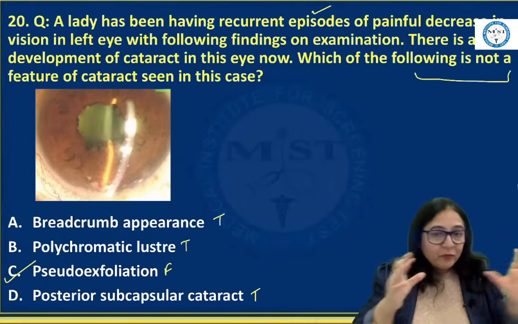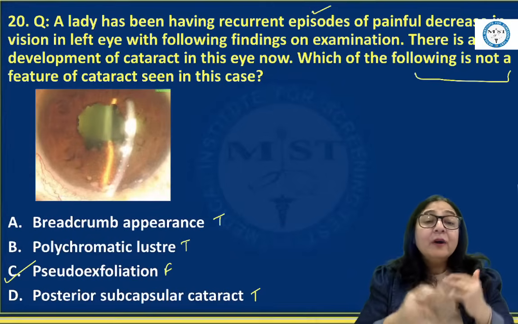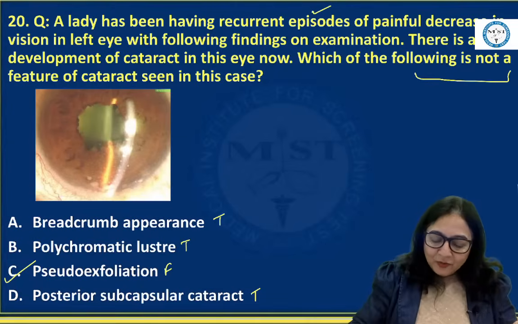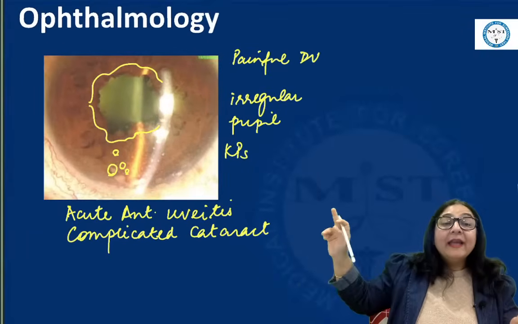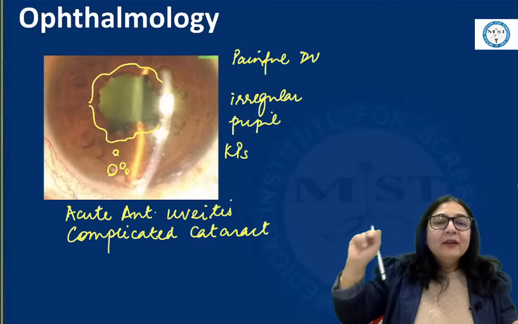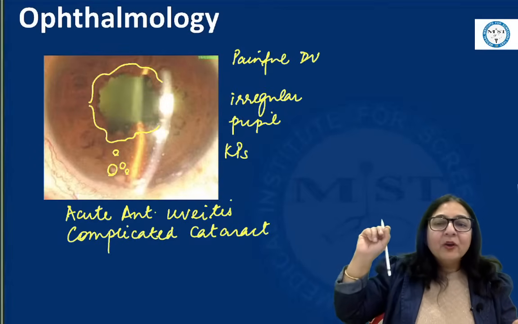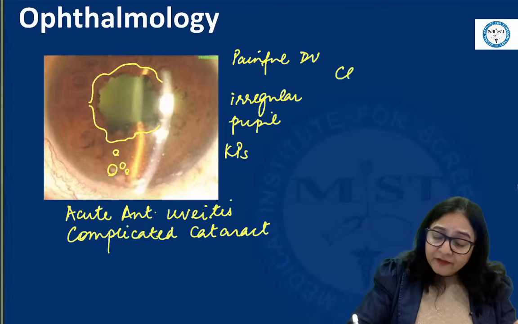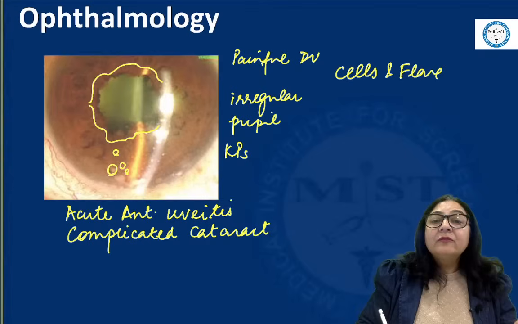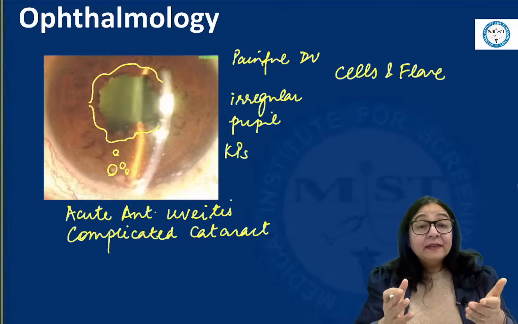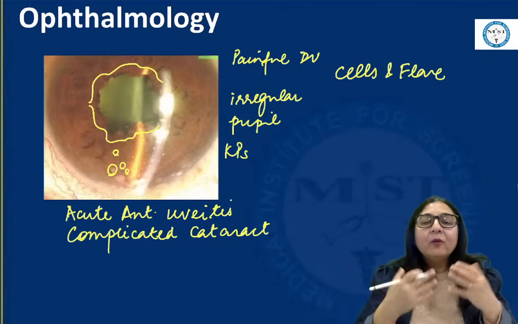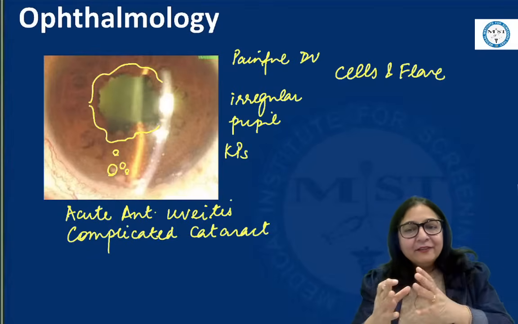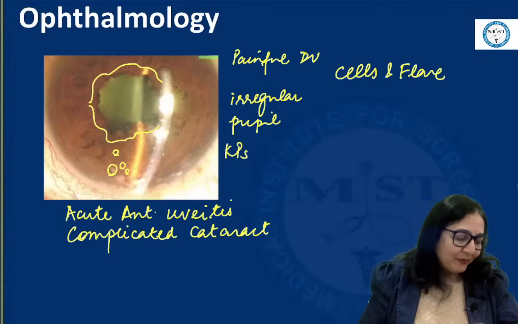So this question is basically telling you about the features of complicated cataract and also telling you all the hallmark signs of acute anterior uveitis. Irregular or festooned pupil because of posterior synechiae, keratic precipitates, cells and flare in the anterior chamber are features of acute anterior uveitis. In granulomatous type, you can also see iris nodules and mutton fat KPs. Okay? So please remember the features of acute anterior uveitis as well.